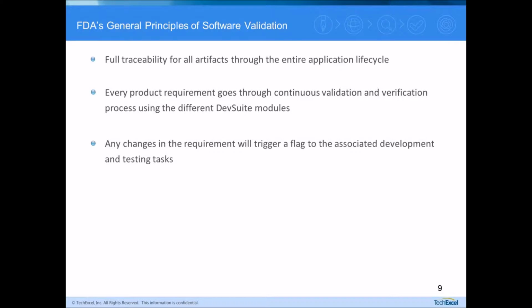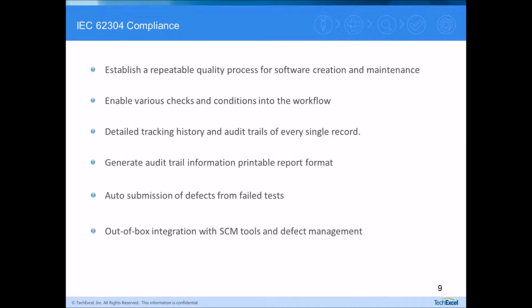A little bit about the FDA General Principle for Software Validation. This particular standard dictates that the tool or the ALM solution needs to have full traceability for all artifacts through the entire life cycle. I will walk you through how you can achieve the full traceability, and I will show you in a traceability report of the requirements that we create.